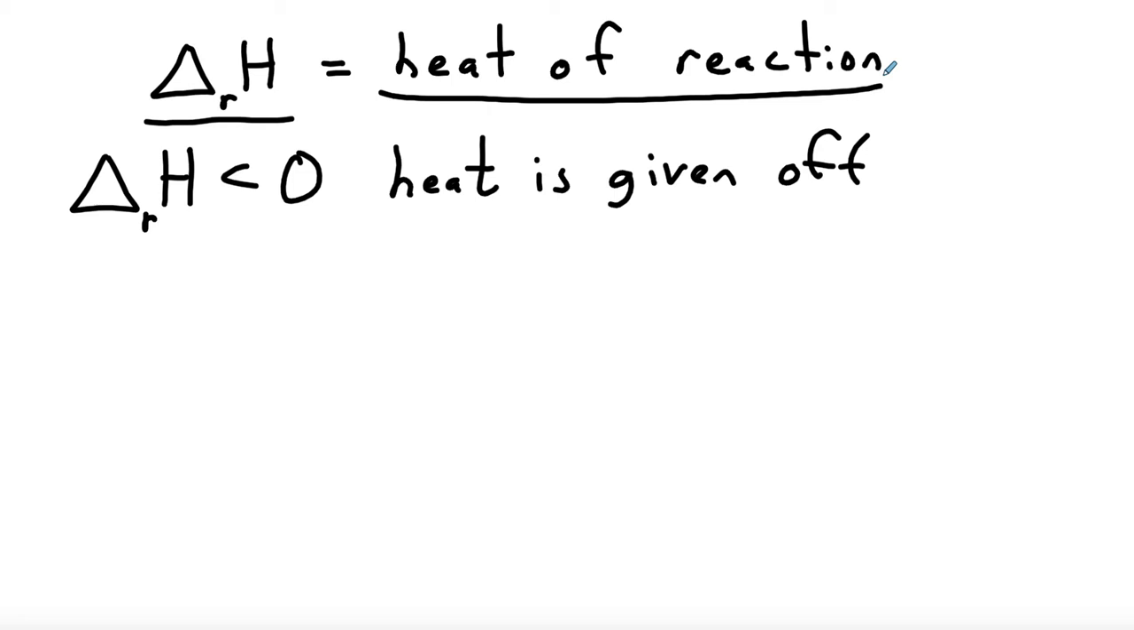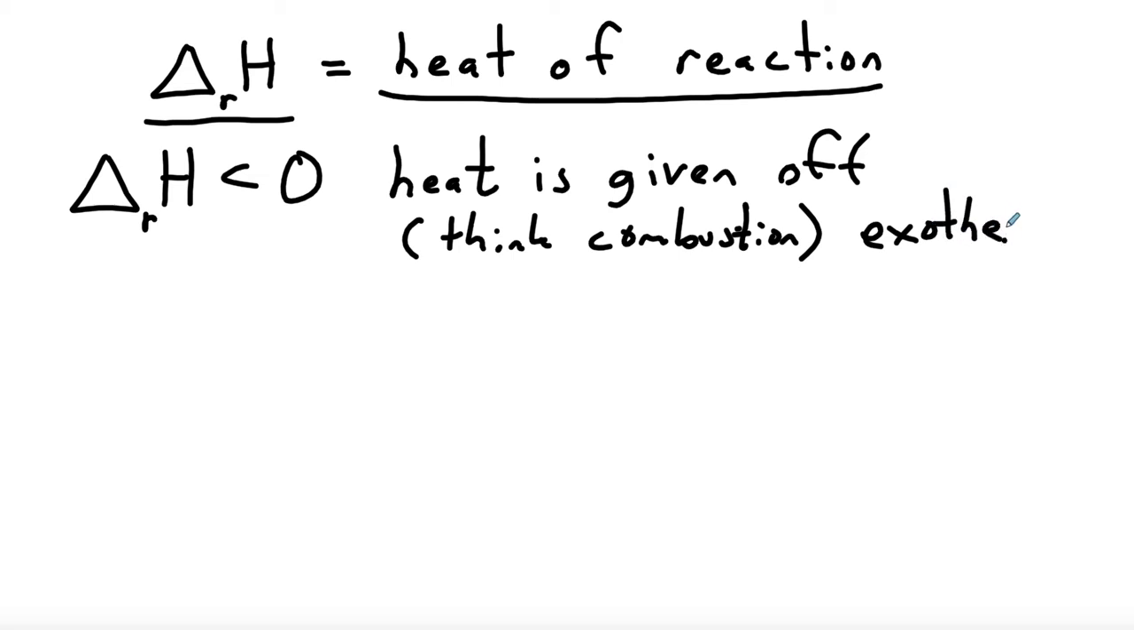And what does that mean? Well, if delta H is a negative number, it means heat's given off. Think of an example like combustion. If you burn something, clearly heat's given off, right? So combustion is a good example of a reaction with a negative delta H, and we call these reactions exothermic. If you have a negative delta H, we call it exothermic, exo meaning out of, so heat is coming out of the reaction, it's being released.